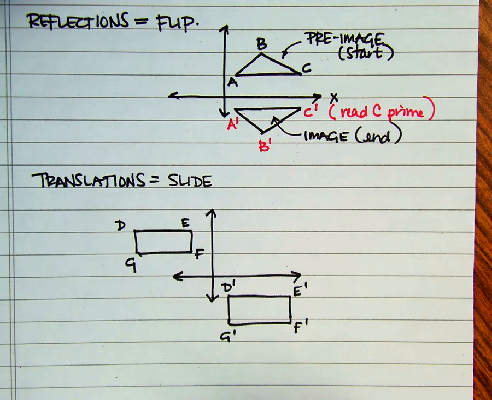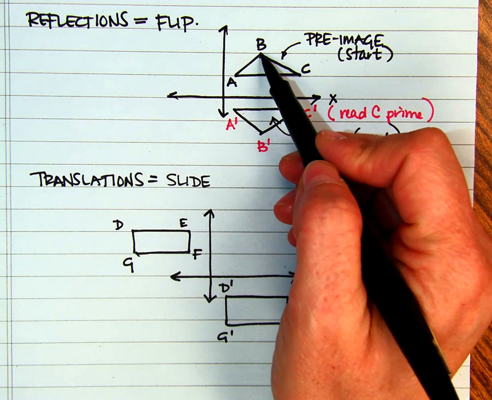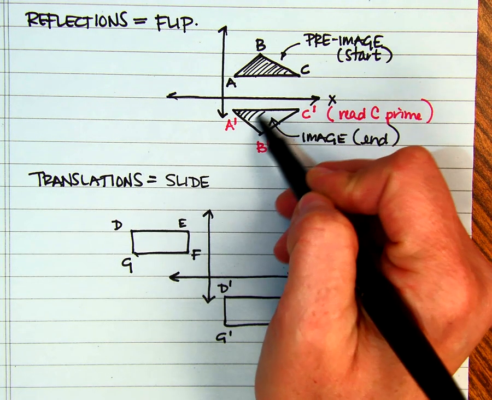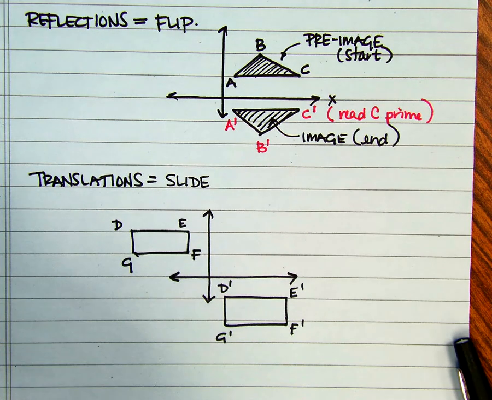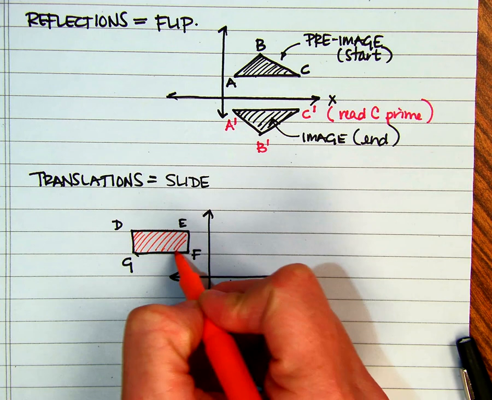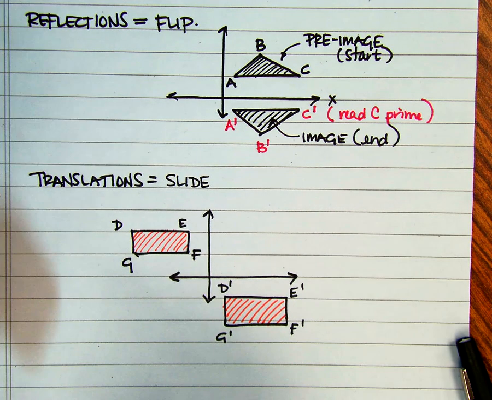What you should be noticing is that when I reflect or when I translate, this shape is congruent to this shape, and I'll talk more about that in a little bit. And you should notice that this, we're going to call it a rectangle, is going to be congruent to this rectangle because all we're doing is sliding it.